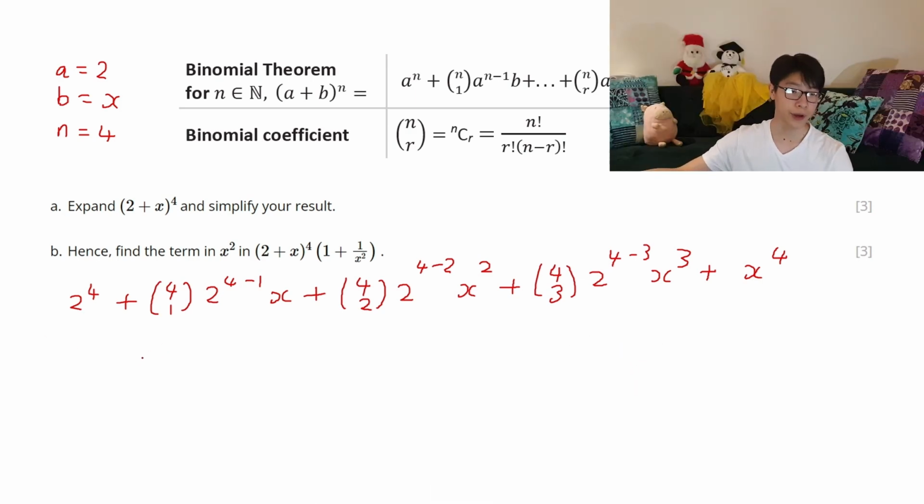And now, let's simplify. 2 to the power of 4 will give us 16, plus 4C1.